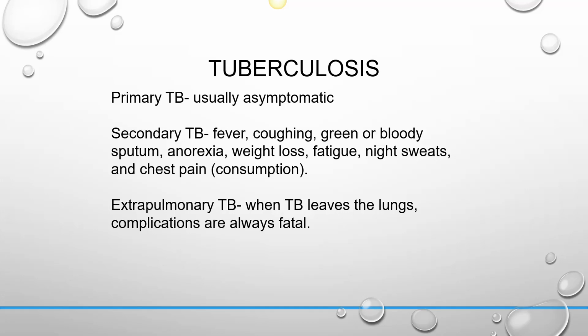So with a positive TB test, then you would follow that up with a sputum culture, antigen-specific tests, or a chest x-ray. So when you get to secondary TB, it's pretty obvious with the signs and symptoms from the patient that they have tuberculosis. So this is when the real symptoms begin. Fever, coughing, green or bloody sputum, which is just a deep spit, anorexia, weight loss, fatigue, night sweats, and chest pain. This disease was formerly called consumption.